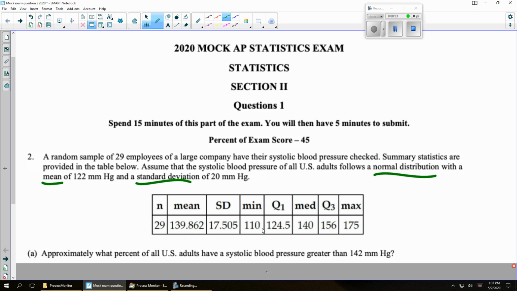So this table is about these 29 people. The stuff I've underlined in green is about all U.S. adults, so all I need is that stuff in green. I've got a normal distribution with a mean of 122, a standard deviation of 20, and I want to know what percent is above 142. So I've got to show my work where I'm standardizing that 142 and finding the probability that I end up in this region of that normal graph.